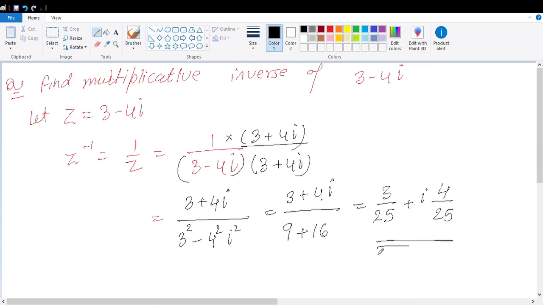You can see how easily we can find the multiplicative inverse of a complex number. Just reciprocate the number and multiply numerator and denominator by the conjugate of the denominator. And what was the conjugate? Conjugate was just a complex number which can be obtained by replacing i with minus i.